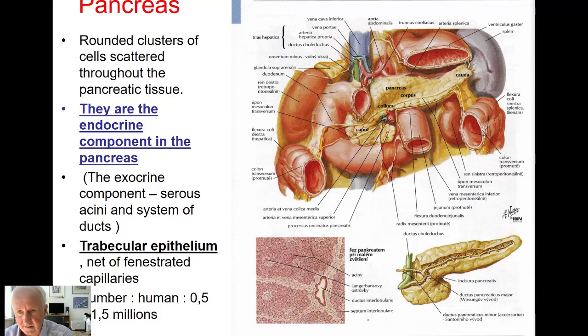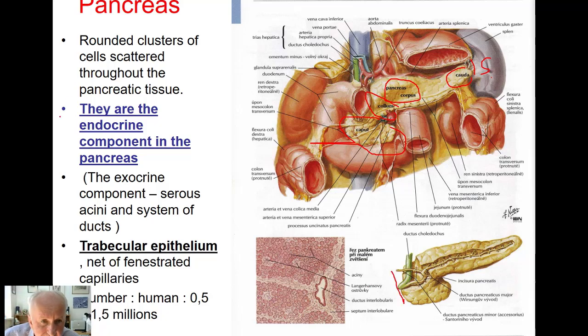So here you see nicely the pancreas, the little bit of anatomy, then the head, caput, then the part which we call collum, then the body, corpus pancreatis, and the cauda pancreatis touching the spleen. So you see nicely the pancreas, and you see the two main ducts coming out to the duodenum here.